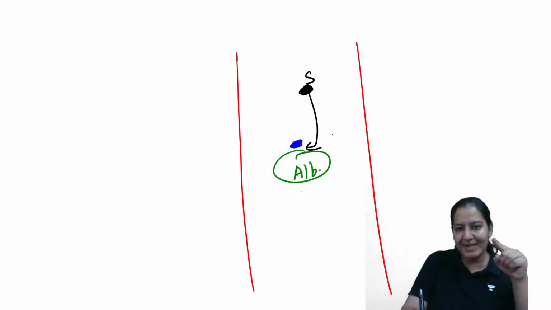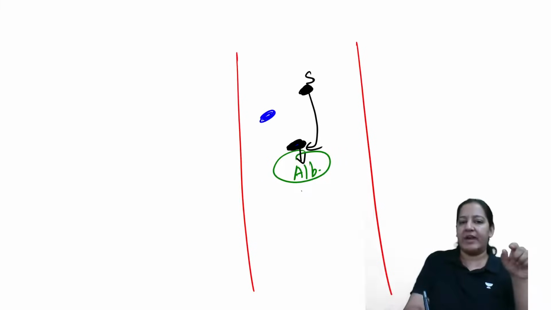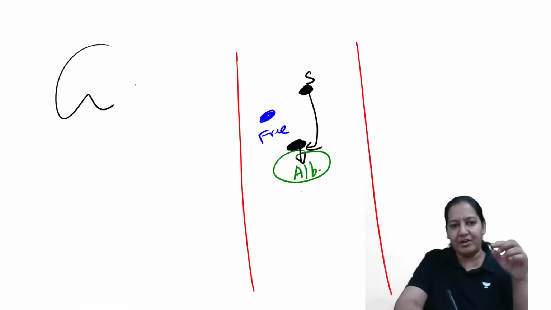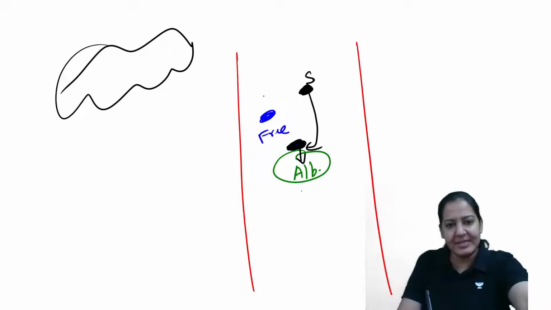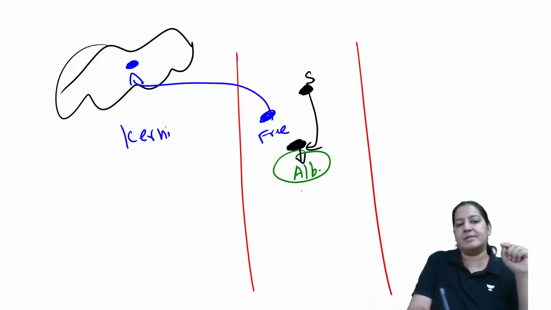So what will it do? It will displace the bilirubin from the albumin and itself bind with the albumin. So basically bilirubin will become free. Once the bilirubin becomes free, it will enter the brain. Free bilirubin has a tendency to enter the brain. It will enter the basal ganglia and deposit there, and it will cause a disease known as kernicterus, especially in neonates. So kernicterus will happen.